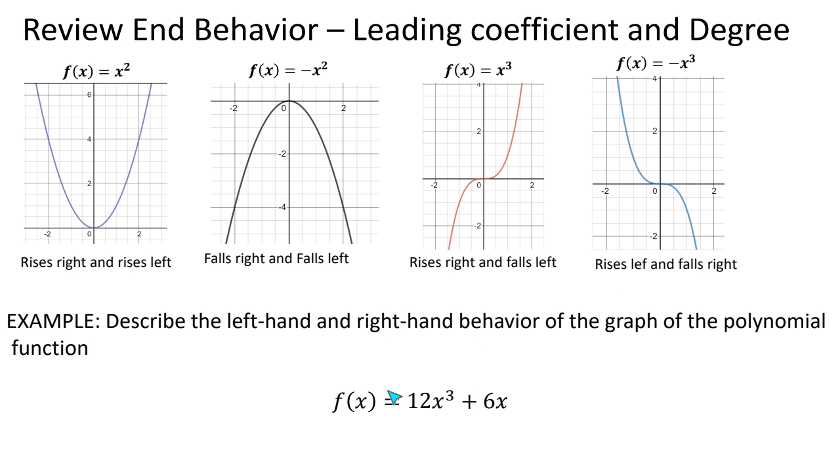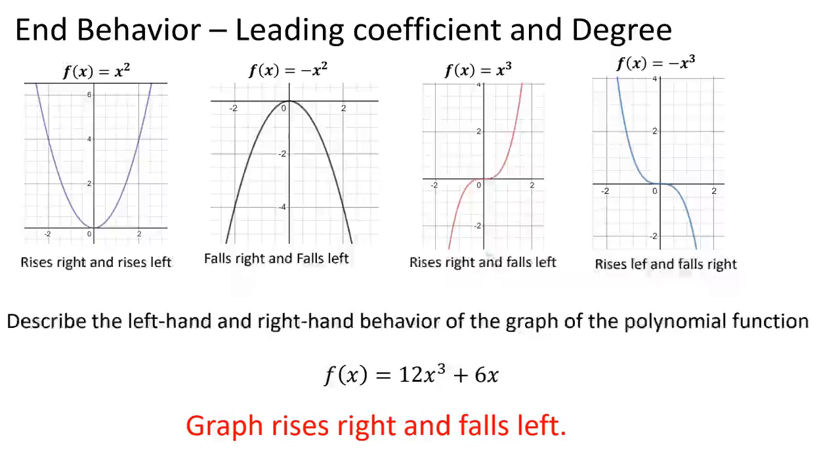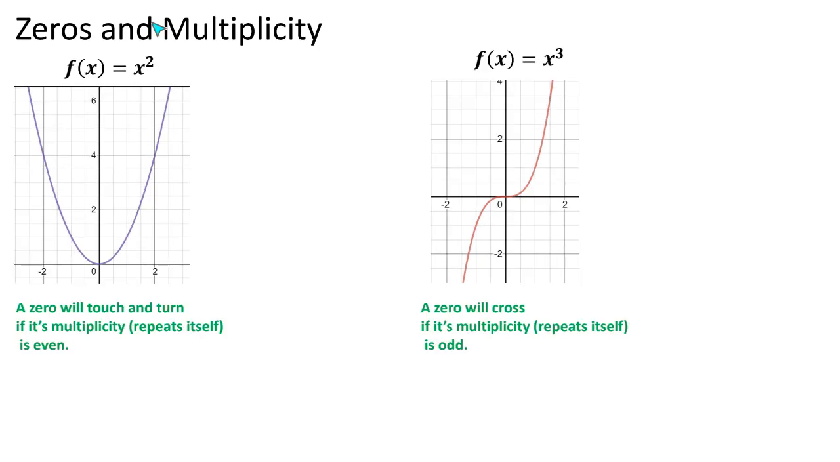So for example, here, my degree is 3. So that means that it's an odd degree. So my choices are either this one or this one. And my coefficient is positive. So that means that the behavior is going to behave like this graph here, like x cubed. So we say that it rises right and falls left. For multiplicity, I use the same idea here. If your 0 is appearing twice, it's going to touch and turn. Here, the 0 appears 3 times, so that's an odd multiplicity, and it's going to cross. It looks like it touches, but it crosses right at 0.